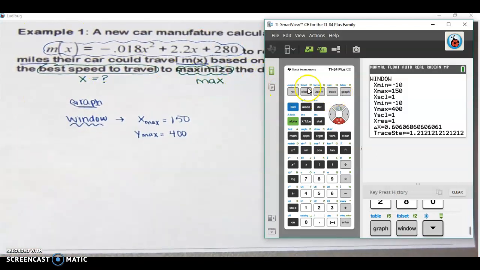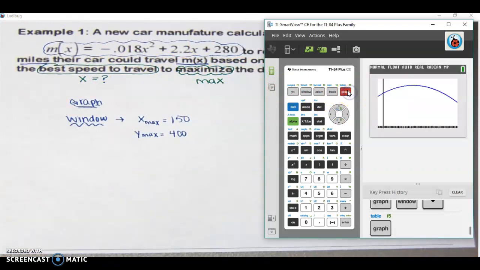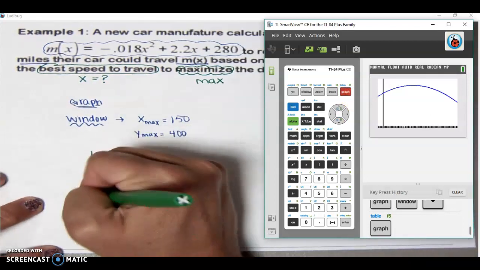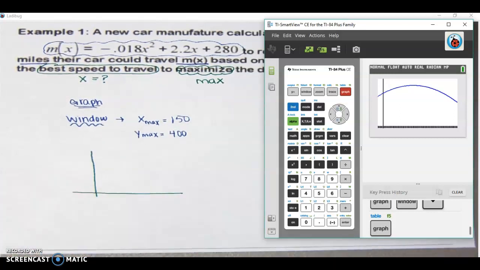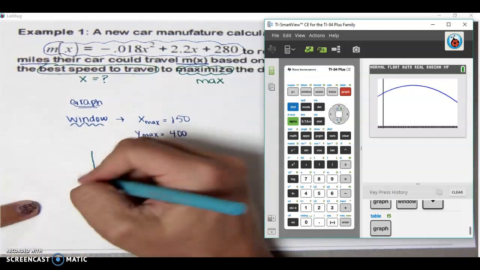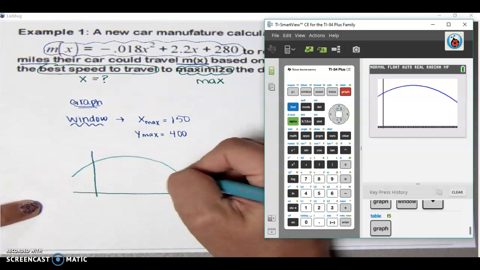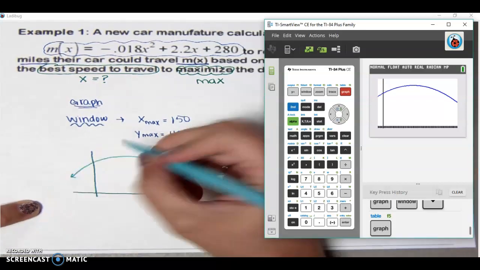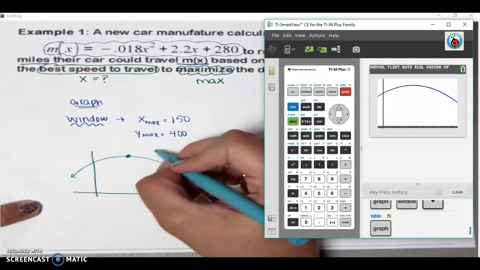So I'm going to hit that, and now that I've changed my window, and I normally just change X max and Y max, now I'm going to graph, and now I can see plenty of the curve. I'm just going to sketch this so you'll have a picture here in your notes. So the graph looks something like that, and it keeps going. So we need to find this maximum here.